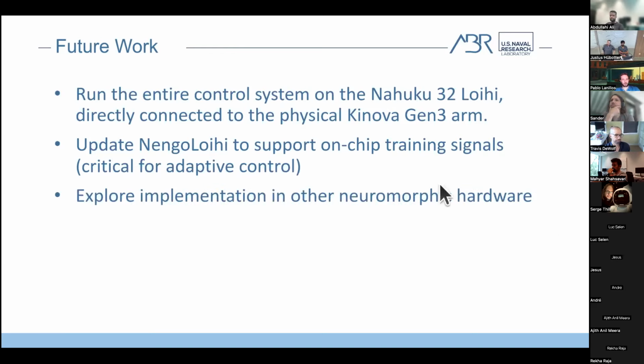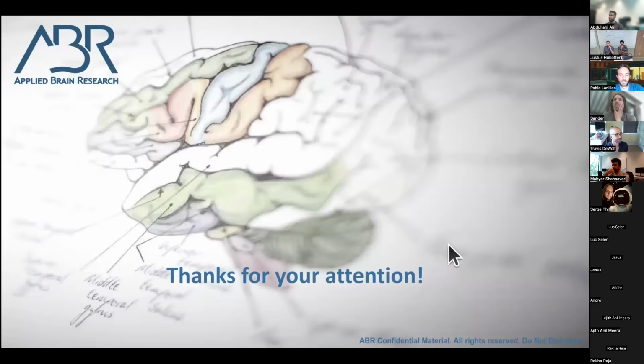And then also, I'd like to explore this with other neuromorphic hardware. I think functionally, this is one of the more advanced applications that I've seen for spiking neural networks that can run on neuromorphic hardware. I think it would be an interesting benchmark to be used across a few different platforms. So I'm hoping to explore that further in some of my work. And thanks for your attention.